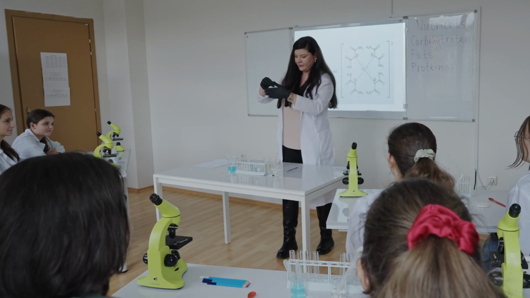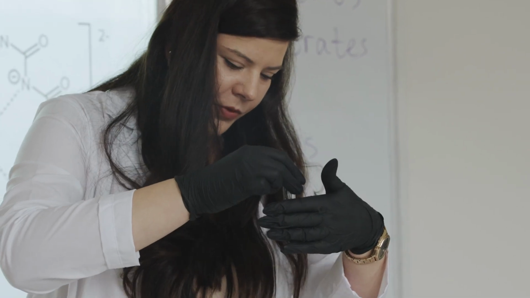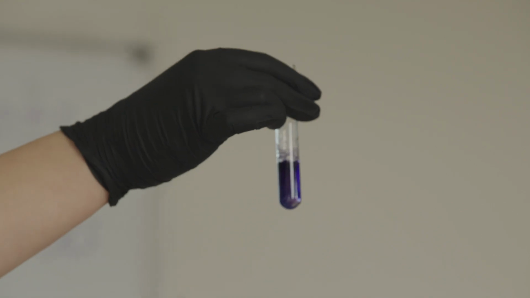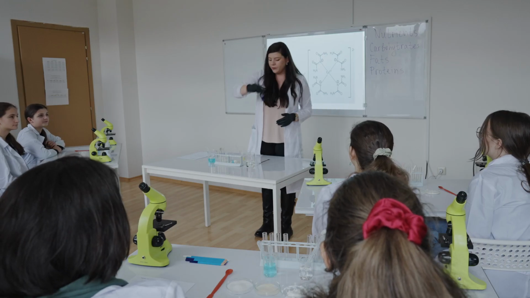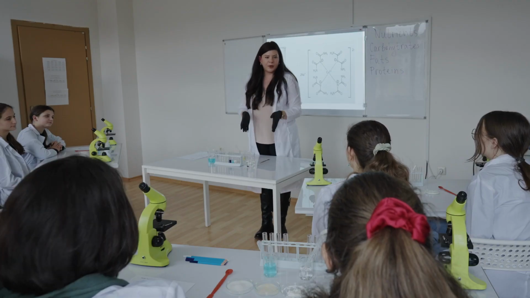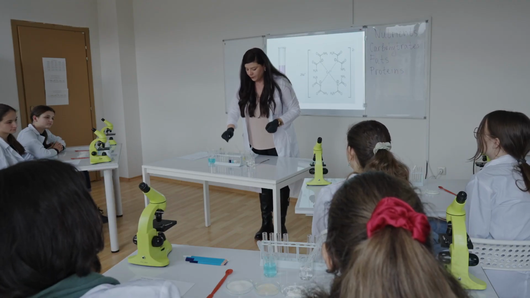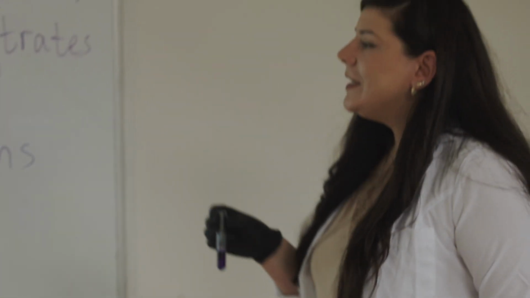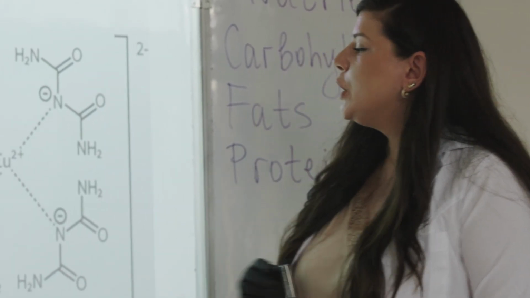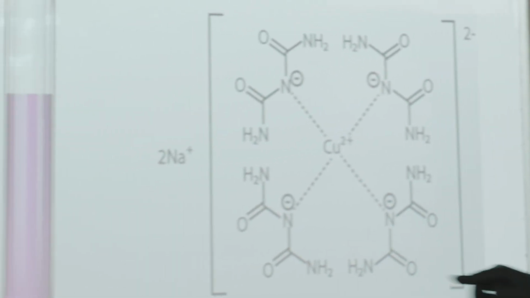Okay, let's see. It takes a little time. We need to shake it. This is our positive reaction. What is the color? Purple. Purple. So now we have two things that we're going to compare our results to. So the positive reaction is purple because the copper is forming a complex with the nitrogen from the peptide bonds.